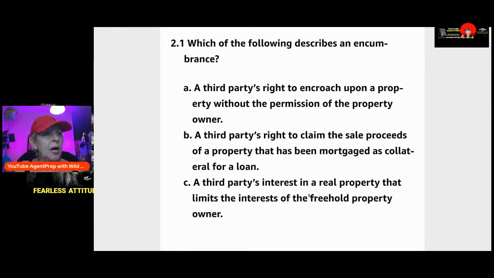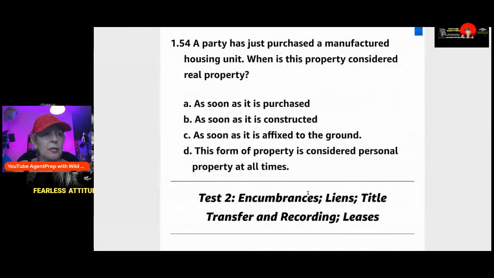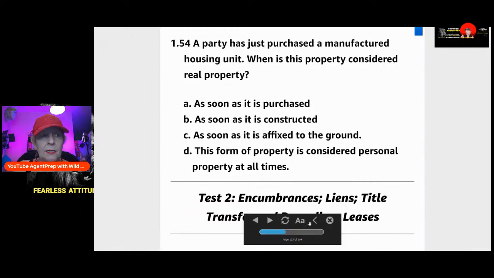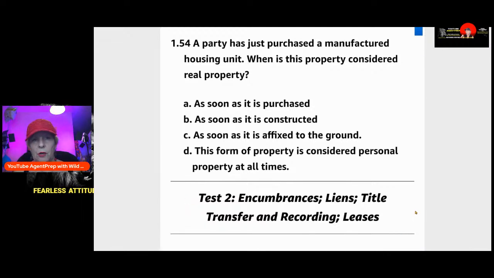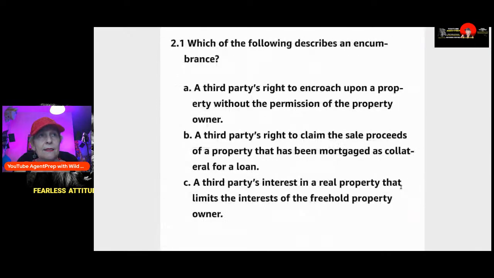So encumbrances, which are what? Liens on property. Doesn't have to be financial. It could be an easement. And other types of judgments. Then there's liens. It can be a mortgage, a home equity line of credit, commercial line of credit, mechanic's liens. Child support liens. Then title transfer: transferring the title using a warranty deed, recording the warranty deed and the deed of trust, which is the mortgage in other states, and leases. Number 2.1.